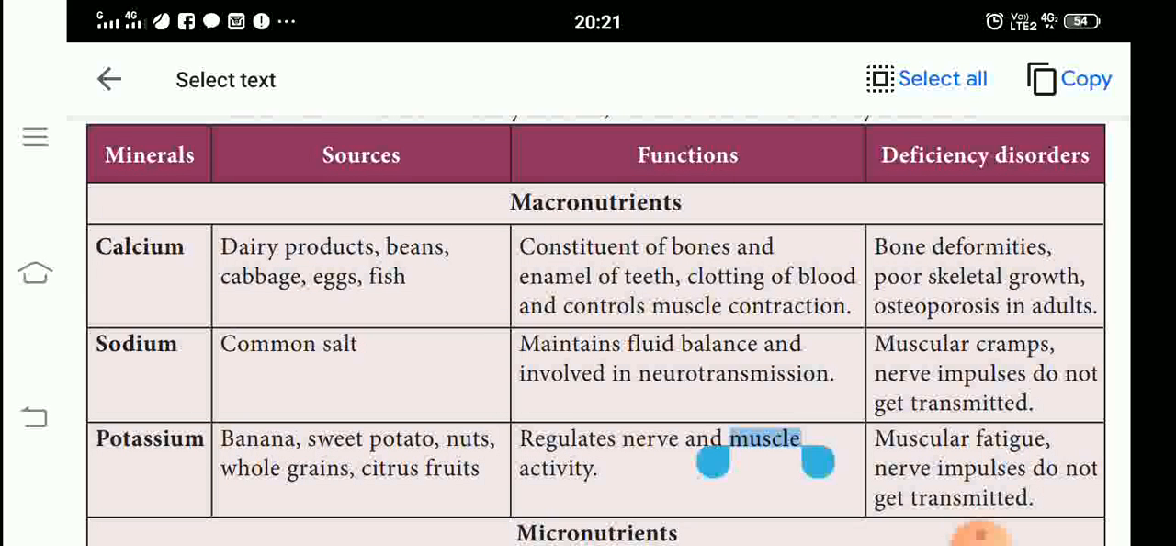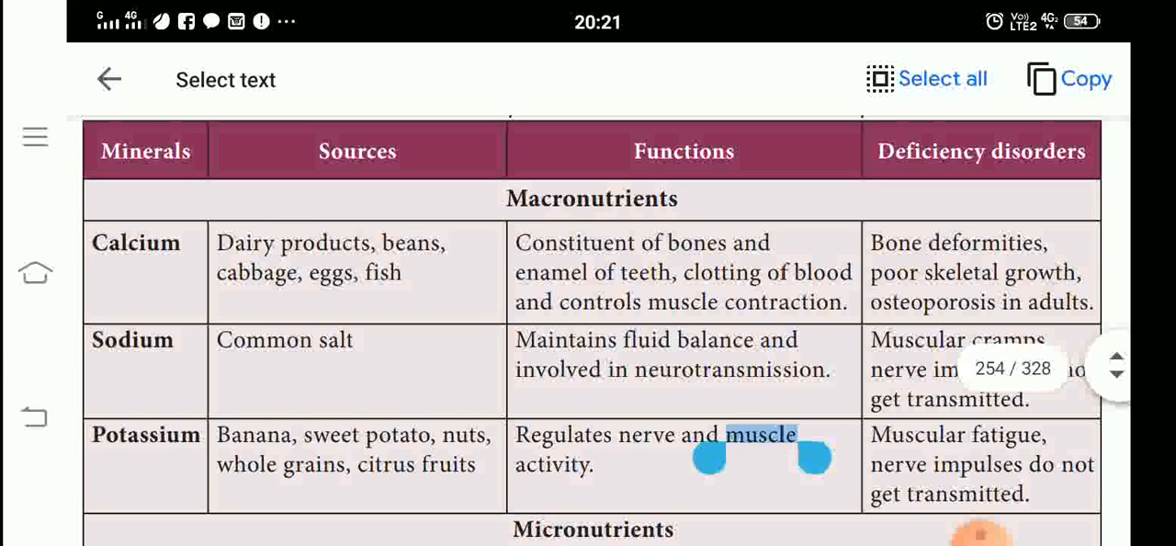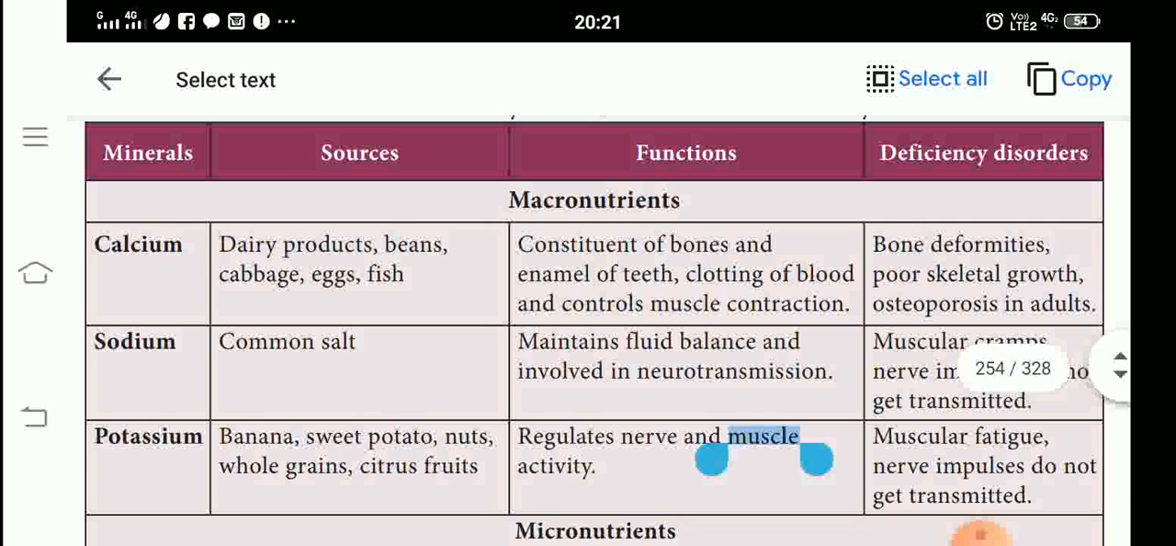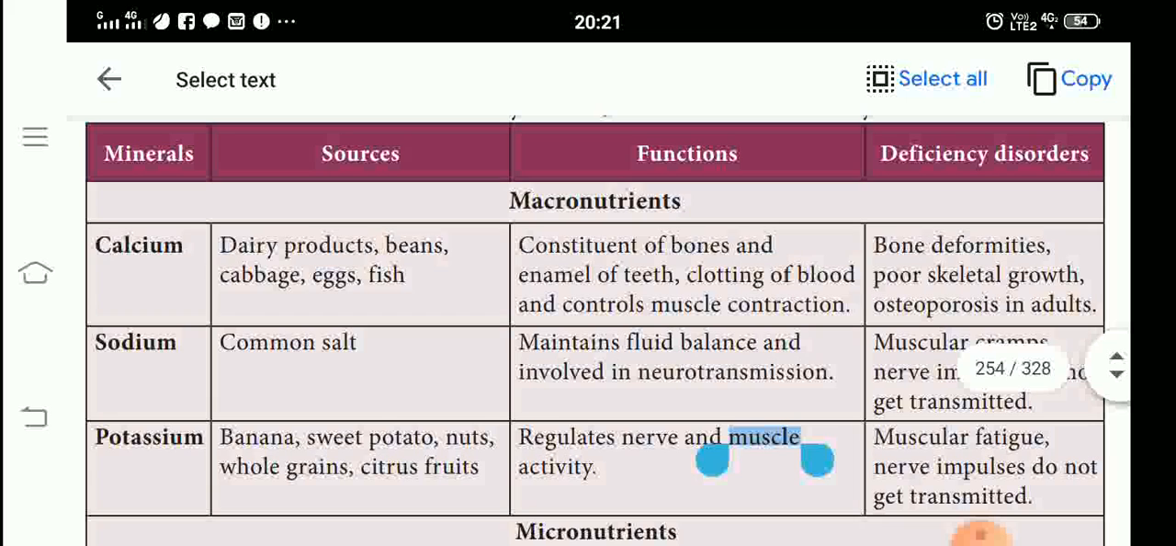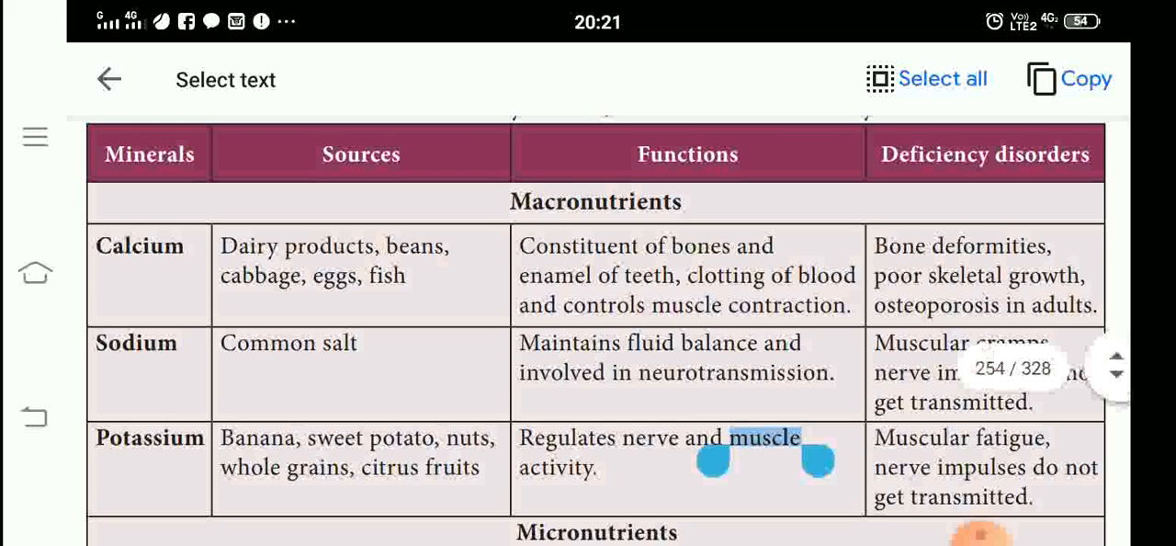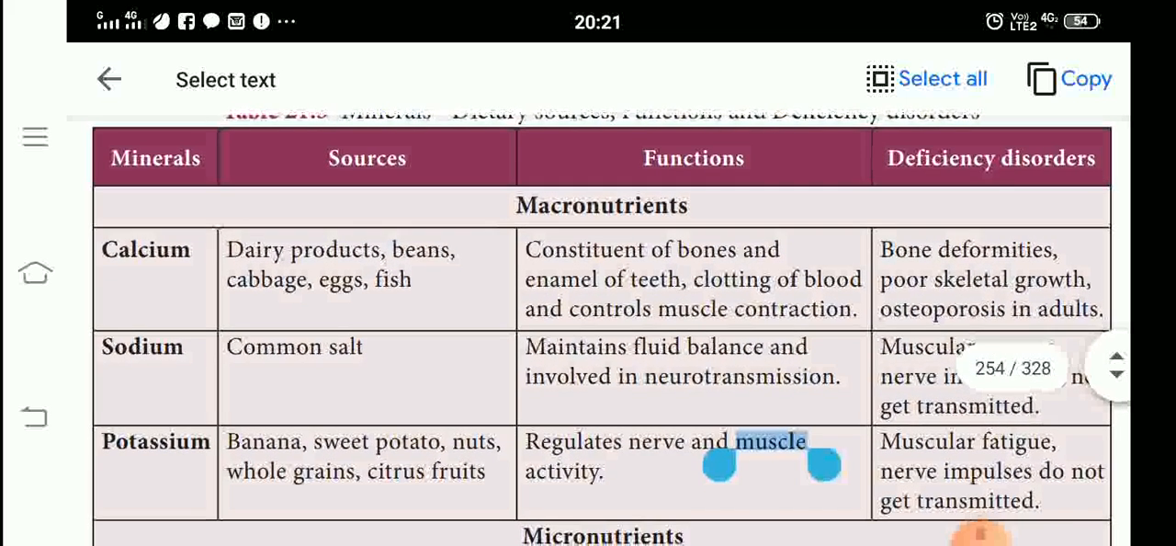Then clotting of blood. When blood oozes out, calcium is involved in clotting. That is, it stops the oozing out of the blood, isn't it? So calcium is very important in clotting of blood. And it controls muscular contraction. Even a little amount of calcium is necessary for contraction of muscle. While you are holding something in your hand, there will be contraction of the muscle, no? In that contraction of the muscle, calcium is very essential.